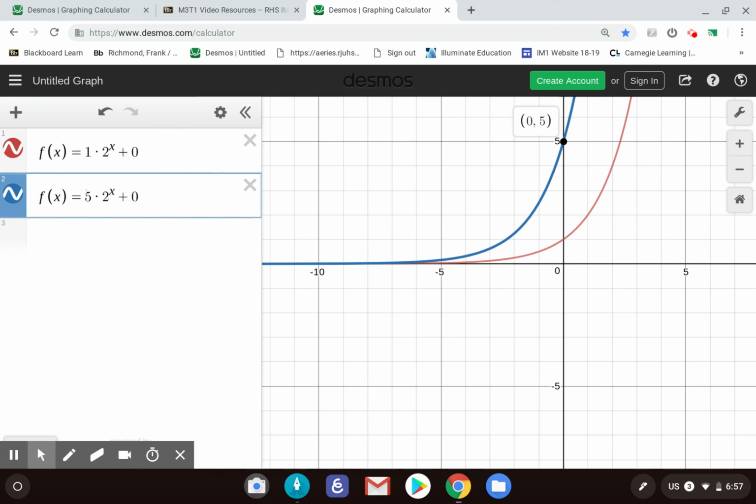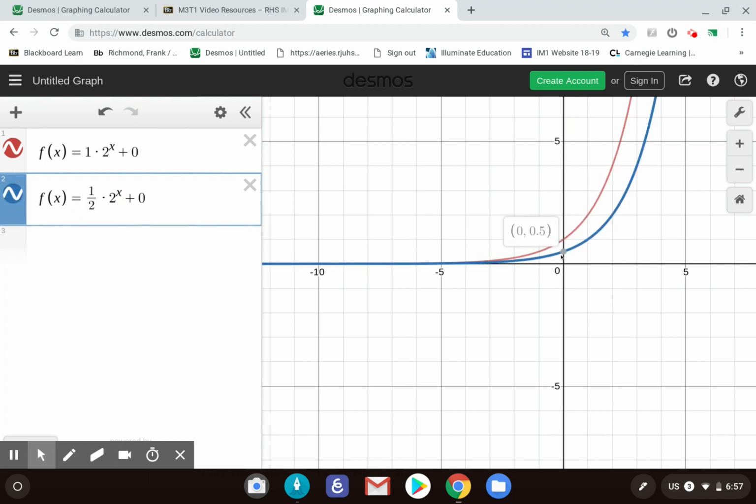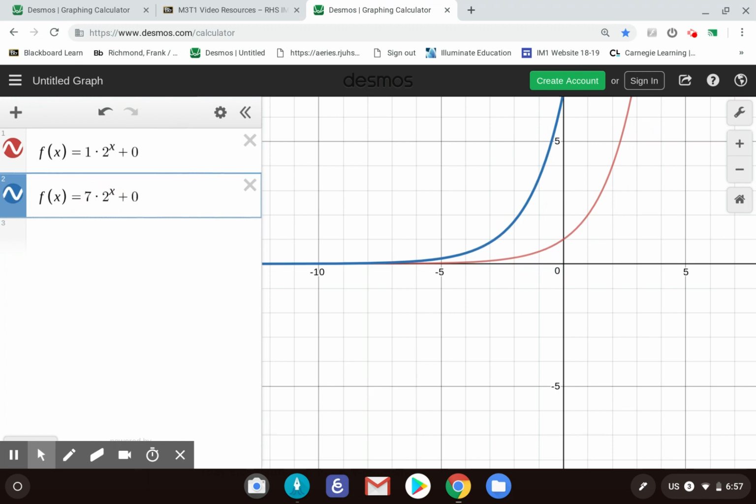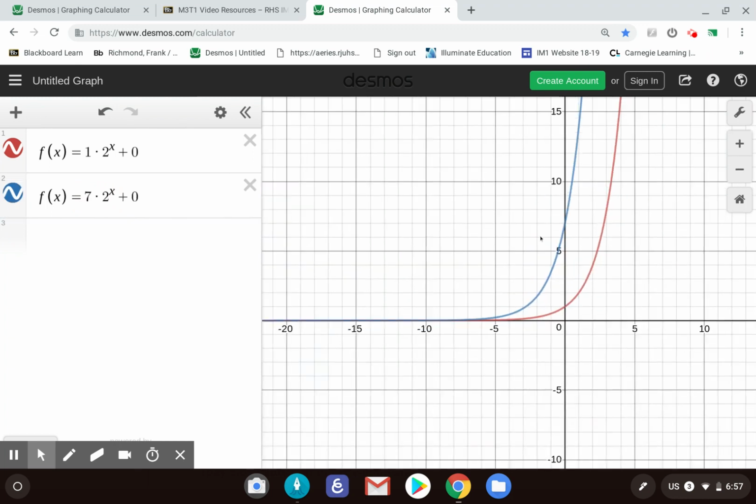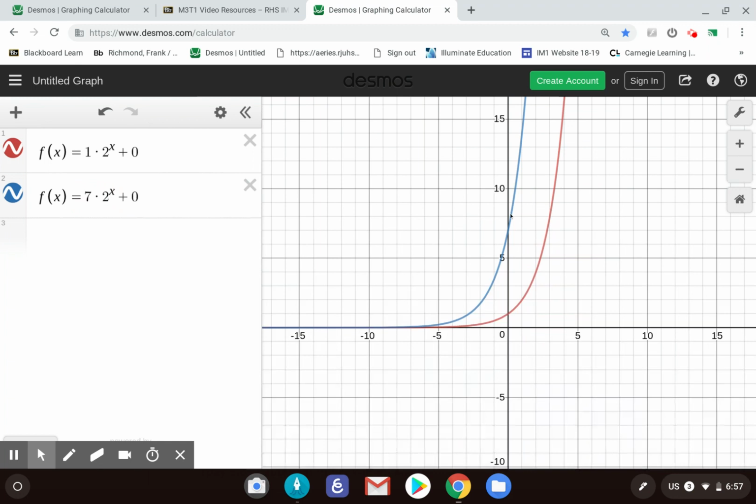Well, notice that my a value is also 5. If I changed it to 1/2, look at my y-intercept. It's also 1/2. If I change my a value to 7, look, my y-intercept is also 7. So there's a couple different observations you can make, but I want you to explain how changing the a value affects the shape of the graph.